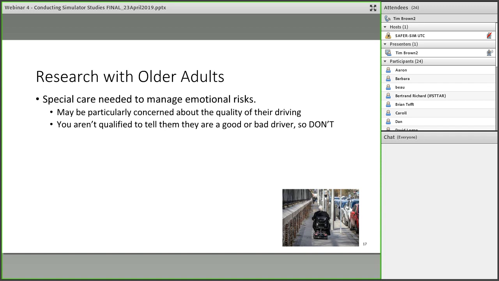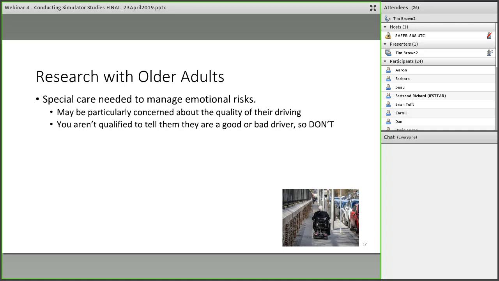And coming back to the older adults, our experience tells us that special care must be taken with these participants. As individuals age, they become increasingly concerned about their performance and being judged. Make sure that they know what is being studied. Most often it isn't them. And also remember that you most likely are not trained and qualified to judge their driving.